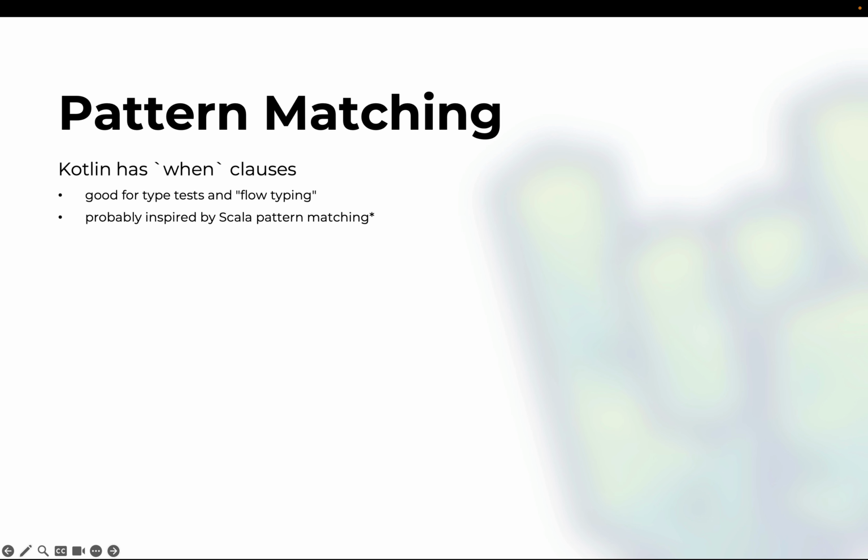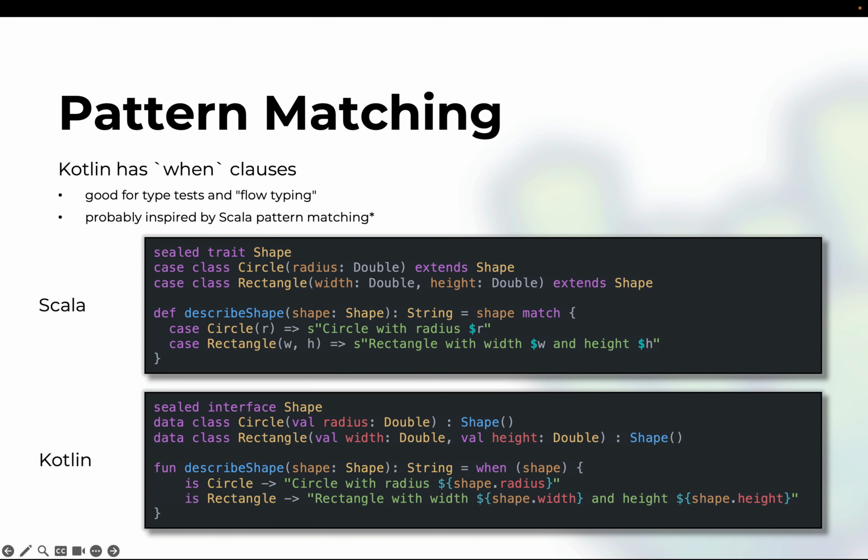So I'm going to talk about pattern matching first as one of the warm-up examples that Kotlin can do better in terms of destructuring. Kotlin currently has when clauses, which is good for type tests and flow typing because on the branches you can essentially validate that a variable conforms to a certain type. And it's probably inspired by Scala pattern matching because it looks so similar. I say probably because I can't know for sure, but the expressions look too similar. So if you take a look at these code examples, one is in Scala and one is in Kotlin.